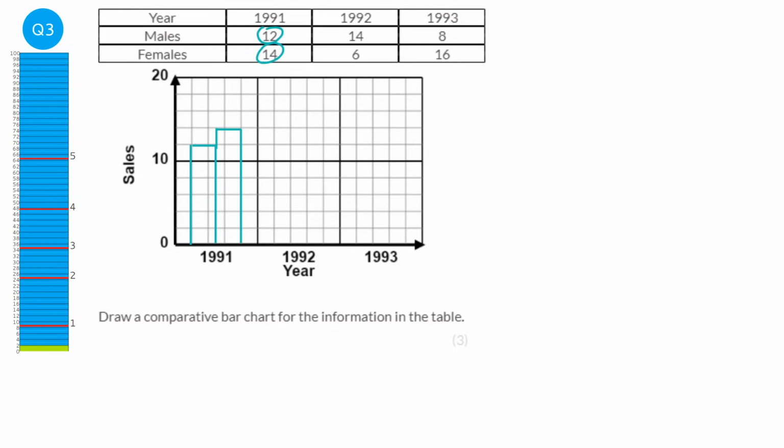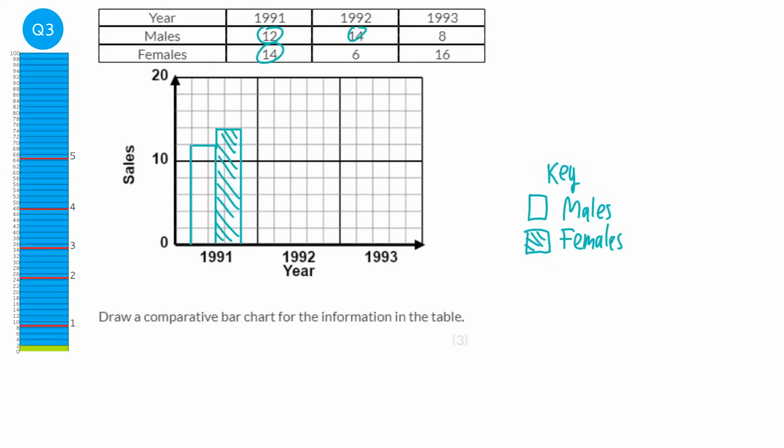And there we go. Now, we need to be able to tell these apart. So what I'm going to do is just shade in the females. And we should do a little key. And we say that if they're not shaded, it's males, and if they're shaded, that is females.